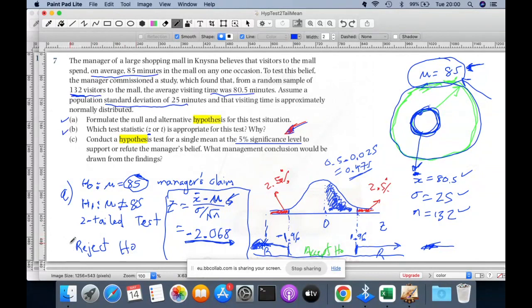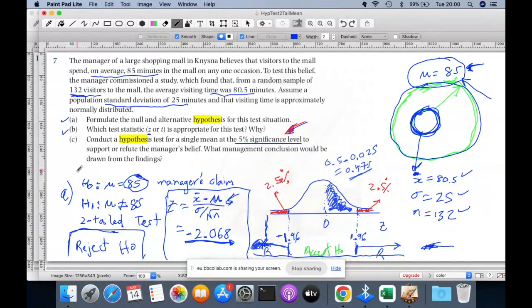So that means, my pen stopped writing. Yeah, we reject H naught, because it falls in the rejection region. Because minus 2.068 is here. All right, it's on the left of minus 1.96.